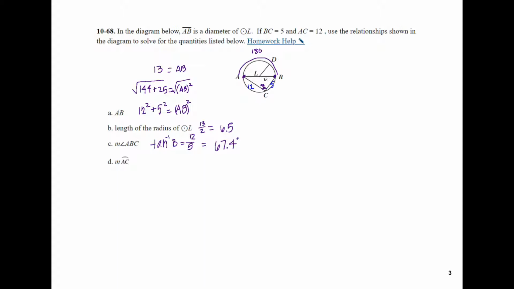And if this is 67.4 degrees, arc AC is an intercepted arc, which means we need to multiply 67.4 by 2, because it's double whatever that angle is. So we get approximately 134.8 degrees.